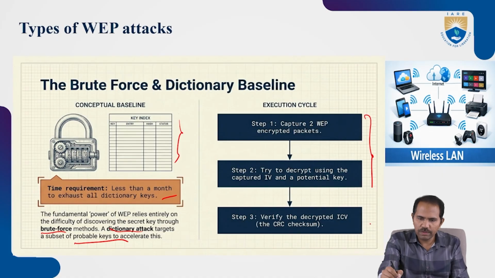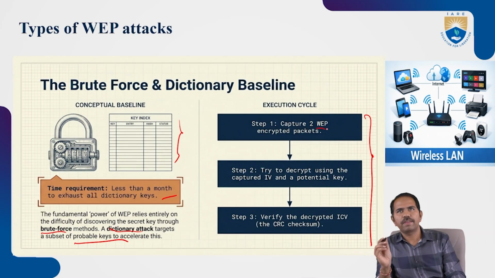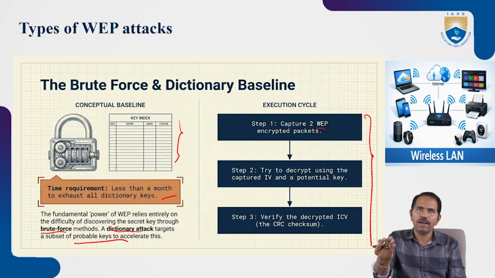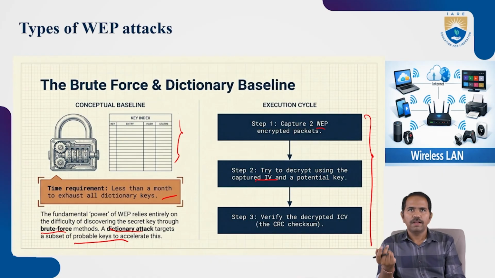Now we look at the execution cycle in the baseline concept. The first step is to capture WEP encrypted messages. The second step is to try to decrypt using what you have captured: capture the initialization vector and a potential key, then decrypt the captured message along with the potential key. Third, verify the decrypted ICV, the integrity check value, and the CRC checksum. This is the execution cycle followed in brute force or dictionary baseline.